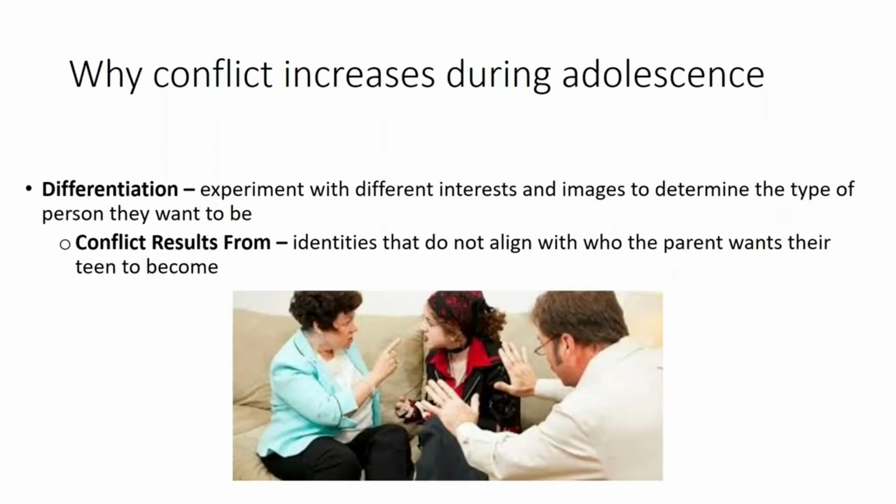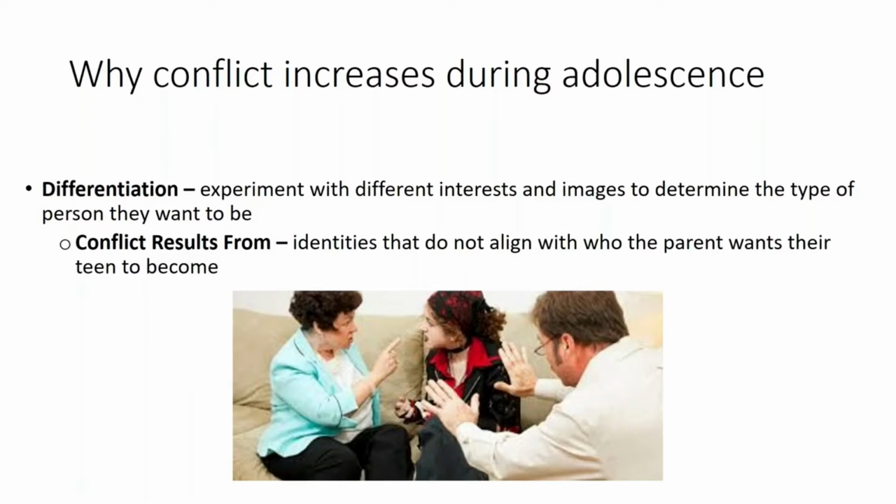The second process is referred to as differentiation. This is the process of experimenting with one's own individuality and their identity development that often happens during the teenage years. Specifically, teens often experiment with different interests and images, including the type of activities they want to engage in, how they want to dress, all the way to things like exploring sexual identity, gender identity, to help them determine the type of person they want to be and how their various identities play a role in their life.